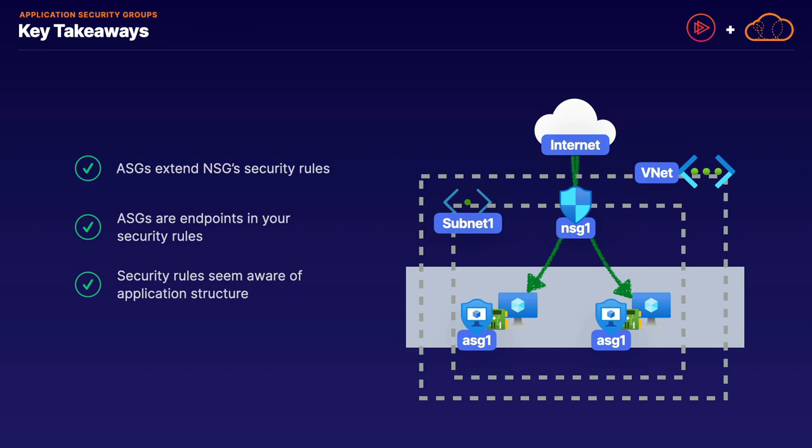Now, the last important thing we need to remember is that ASGs are associated with the NICs. So specifically, it allows us to group those resources based off of their network interface.